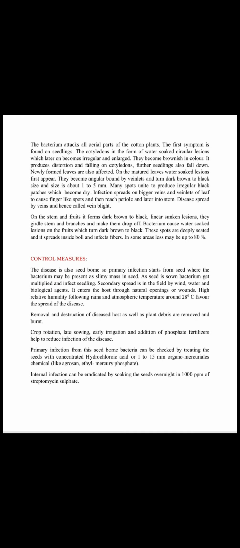The first control measure is the removal and destruction of diseased hosts as well as plant debris, to remove and burn them. Then crop rotation, late sowing, early irrigation, and addition of phosphate fertilizer help to reduce the infection of this disease. The primary infection from seed-borne bacteria can be checked by treating the seed.